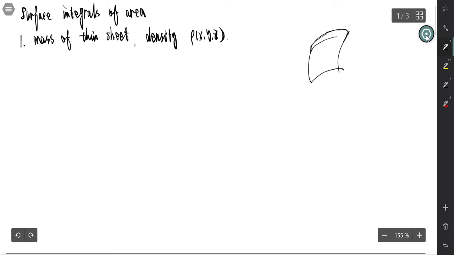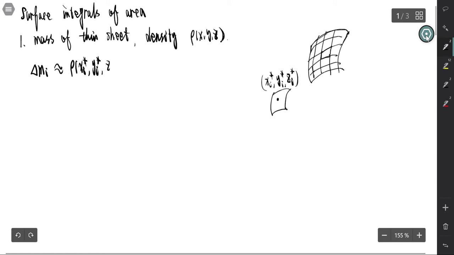The basic idea is to divide the thin sheet into small parts, small sections. Because each section is so small, we can choose any point on the surface and use the density at this point as a representation of the density of the whole section. So the mass of this section can be approximated by the density at this point, because the section is so small that the density does not change much.